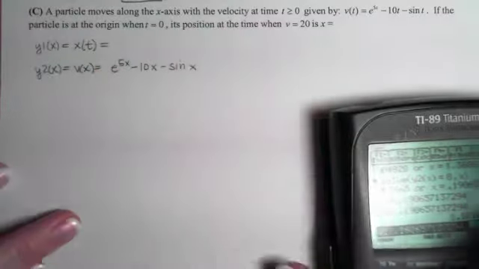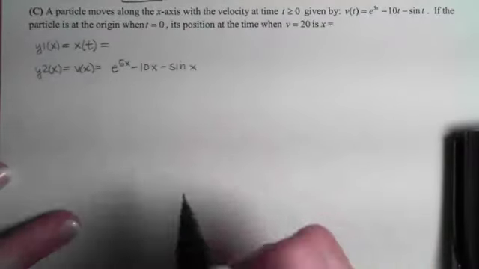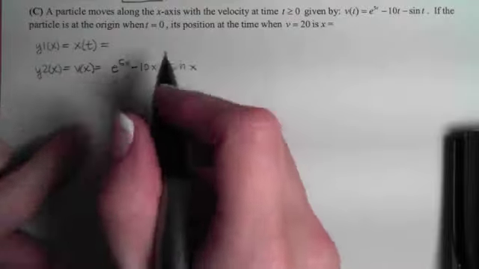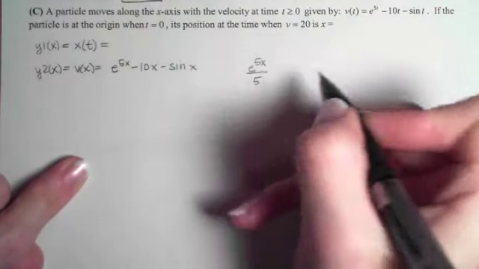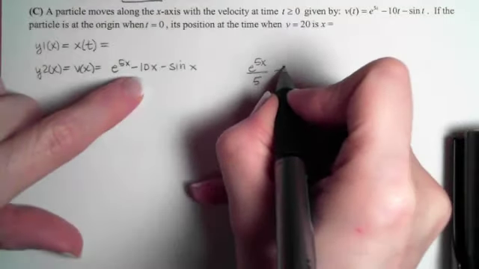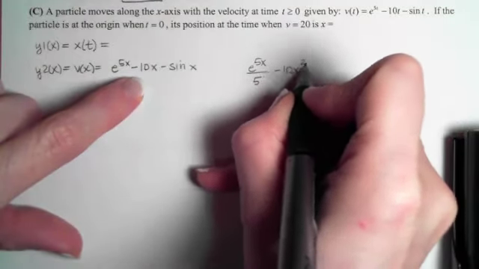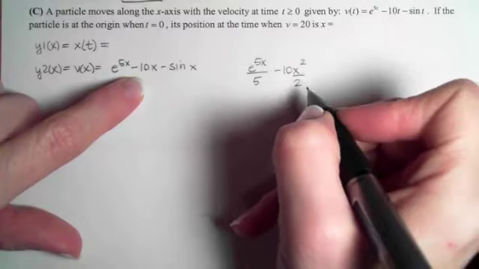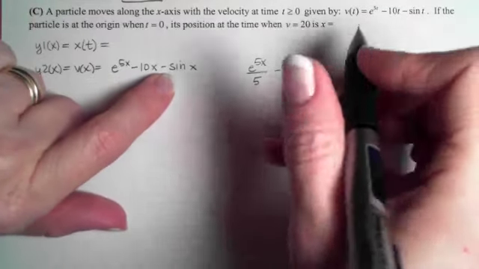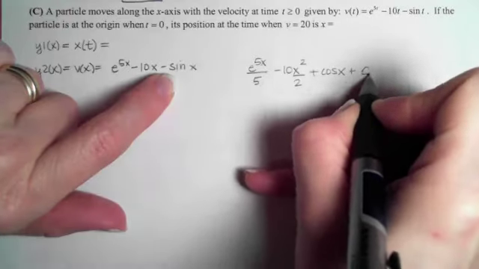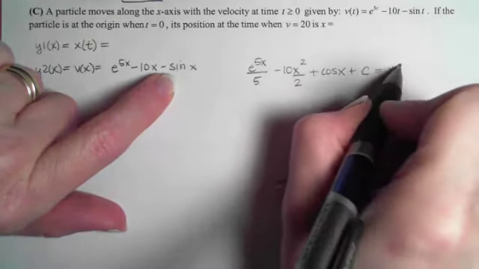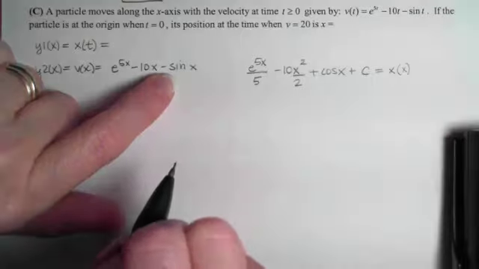In order to find the position curve, we need the antiderivative of this. So the antiderivative of that is e to the 5x over 5. Remember, you're doing the chain rule in reverse. Move through the constant. Do the power rule in reverse, add 1 and divide by the new power, and the antiderivative of negative sine is positive cosine plus a constant. So here is our position function.